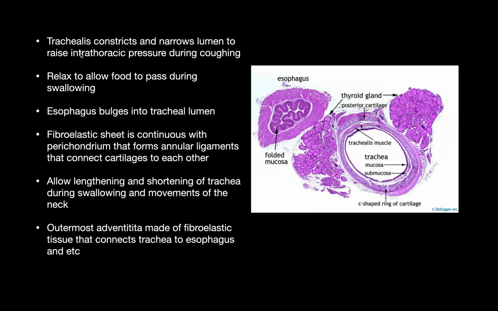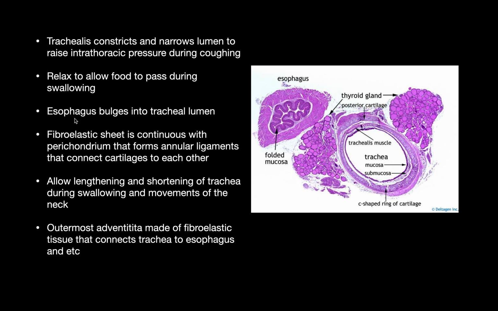So the trachealis is a smooth muscle, and it constricts and narrows the lumen in order to raise the intrathoracic pressure during coughing. So how does it do that? It constricts and narrows the lumen, and it closes the epiglottis, which makes the intrathoracic pressure rise high enough that a reflex will cause you to expel the air in order to breathe. And the trachealis also works to relax to allow food to pass.